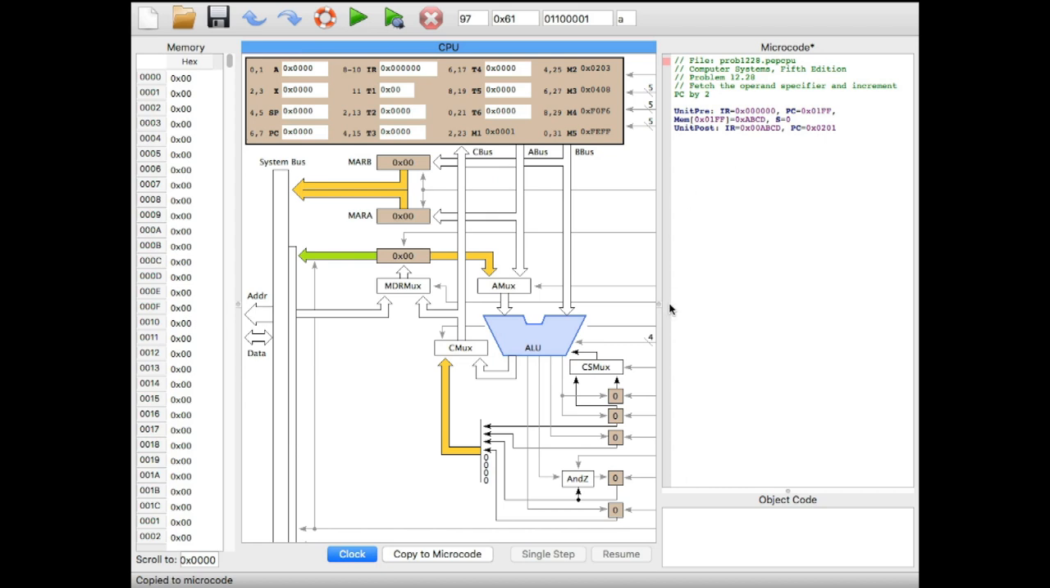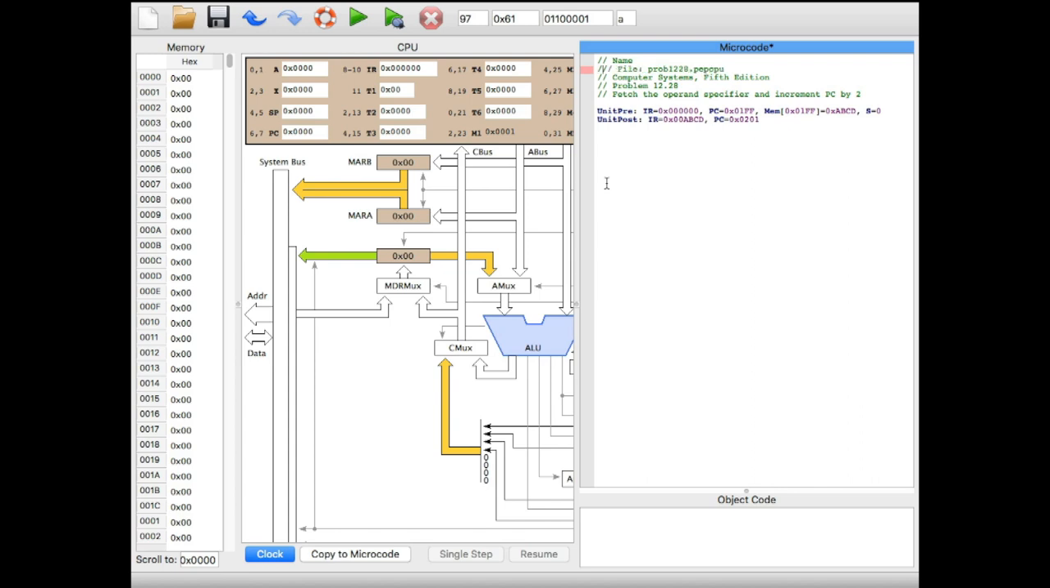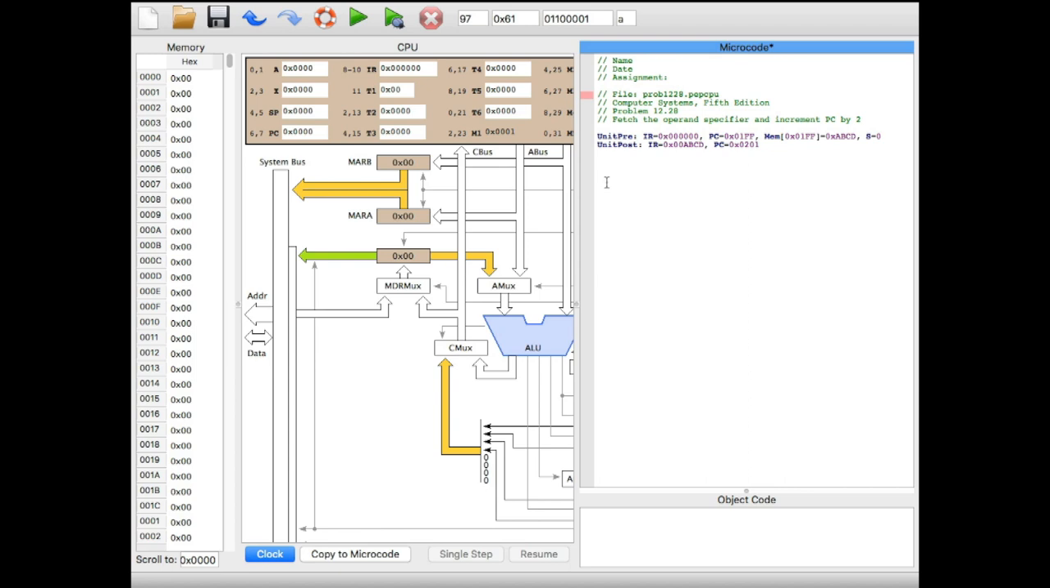And now, obviously, what do you need to do before you actually write your code? What do you always do on all of your programs? Put your name, address, date. If you don't, you'll get docked. So name, date, assignment. So make sure you do that. And now what it has is these unit pre's and unit posts. And then you'll start writing here.